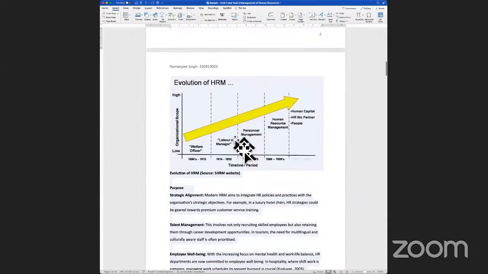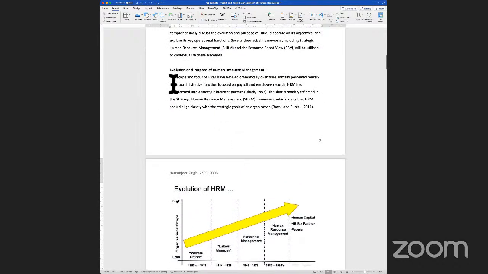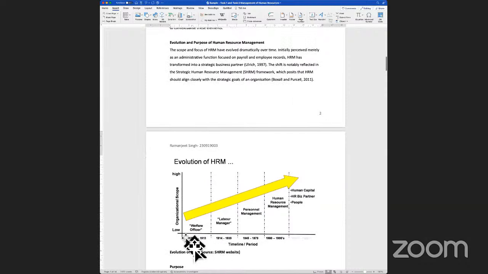And that is why I told you the reason: if you bring an image across, you would know that these are the bits that you need to cover. So like in the evolution of HRM, I've written only a summary, but you could define and give details about how the evolution of HR has happened in the early 17th century, 18th century, 19th century, and the 20th century, and then beyond.